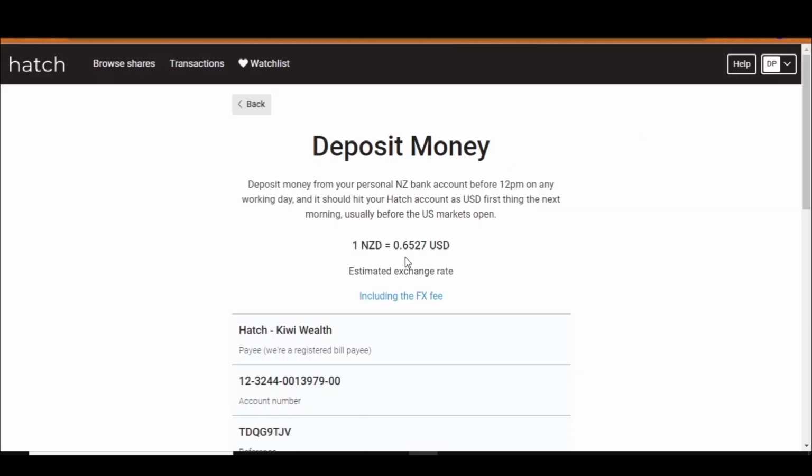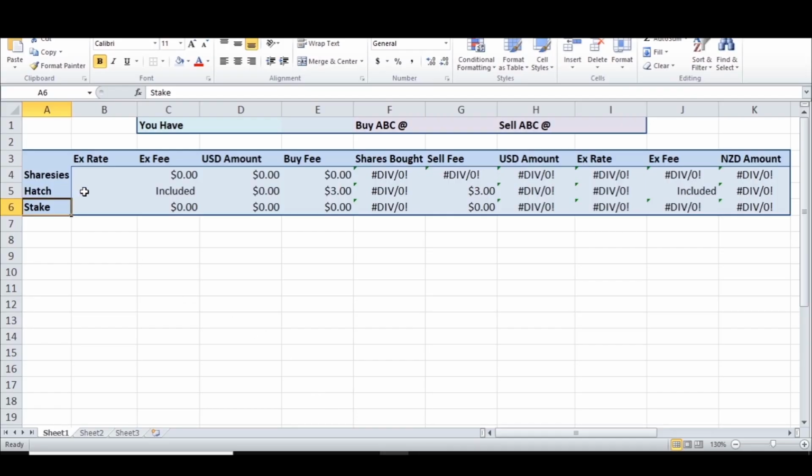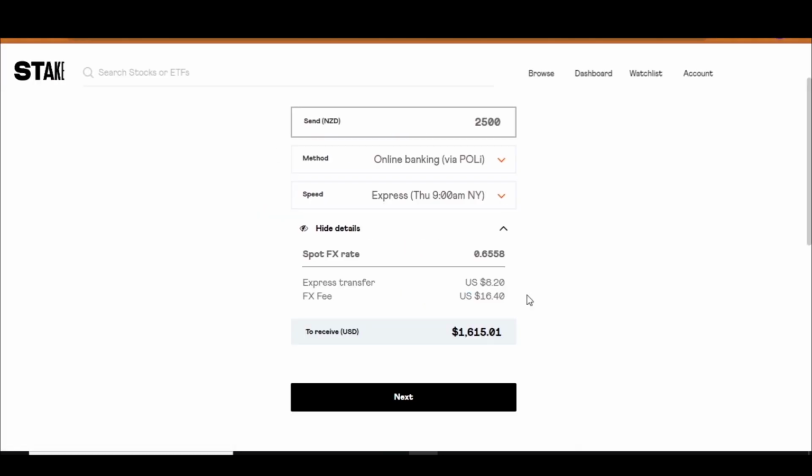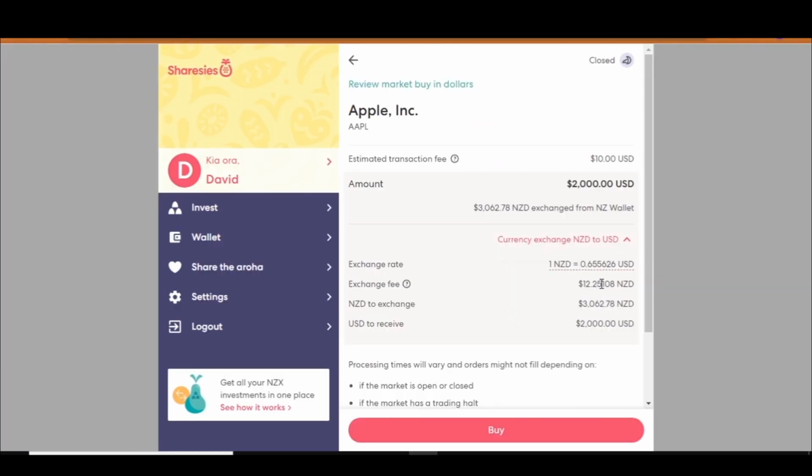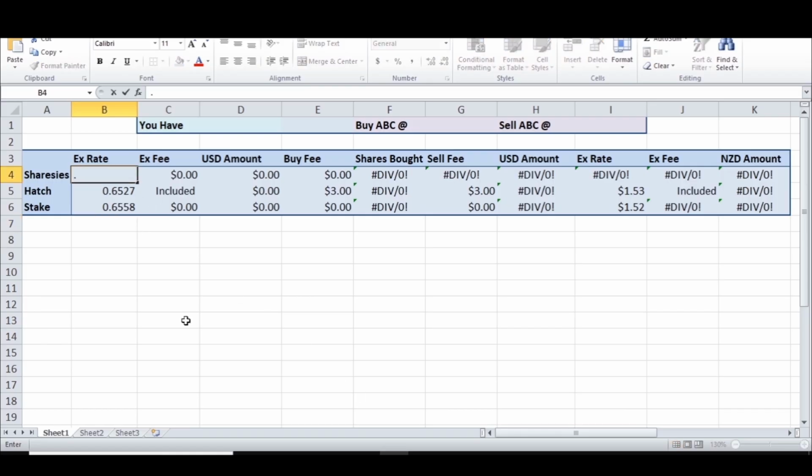Hedge is 0.6527. So I've come back to the spreadsheet, type in 0.6527, enter. Come to Stake. The exchange rate that they will change your money at is 0.6558. So let's put that in, 0.6558. Let's go get the Sharesies exchange rate and they're changing our money at 0.6556. Let's come back to our spreadsheet, 0.6556. And as you can see, like I mentioned earlier, all 3 platforms use different exchange rates. 2 of them, Stake and Sharesies, are very close to each other, but nonetheless, they are still all different.